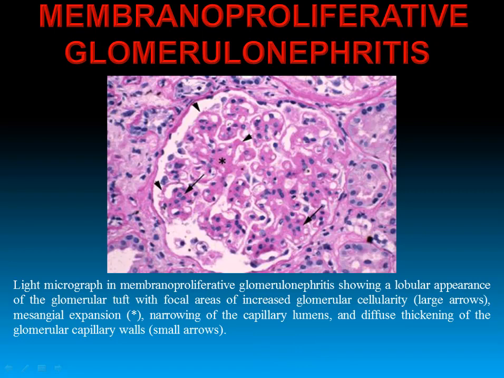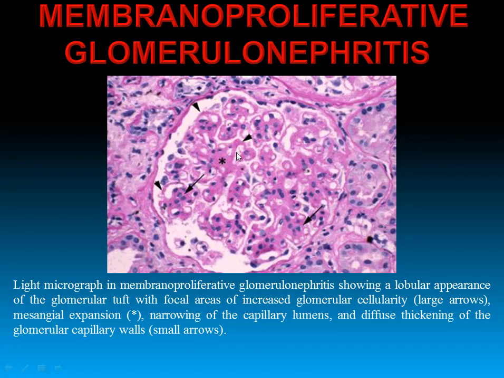Membranoproliferative variant of glomerulonephritis is a combination of membranous nephropathy and mesangioproliferative glomerulonephritis. Let's remember what the changes are in these two variants. First of all, increased glomerular cellularity due to proliferation of mesangial cells, which is indicated by large arrows. Mesangial expansion, indicated by the star.